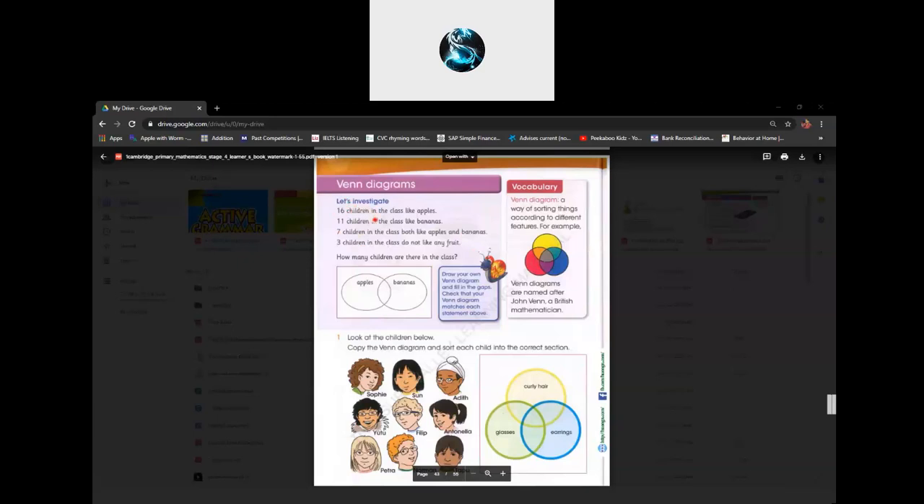And now we're going to look at bananas. 11 minus the 7 people equals 4. So now we have 9 people who like apples, 4 people who like bananas, 7 people who like both, and then 3 people who didn't like any fruit. So when you add that up, you get 27. Wait, no, 21.